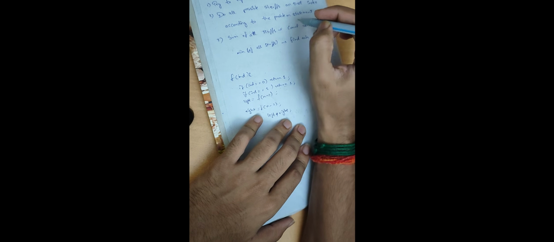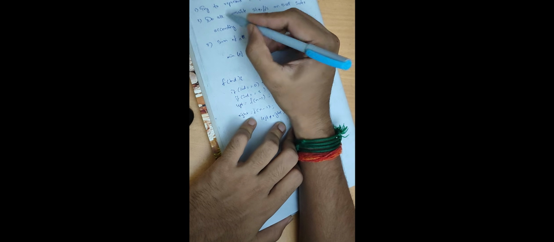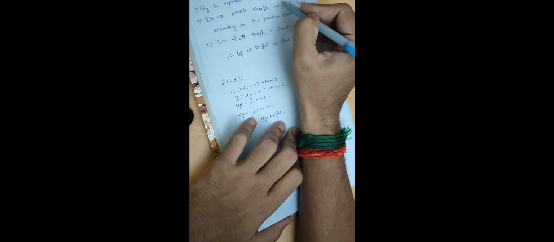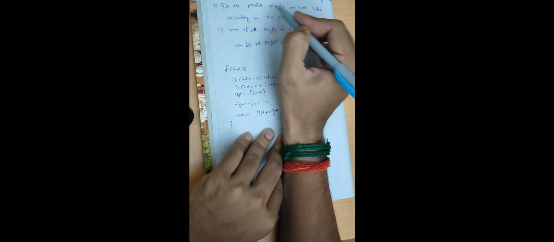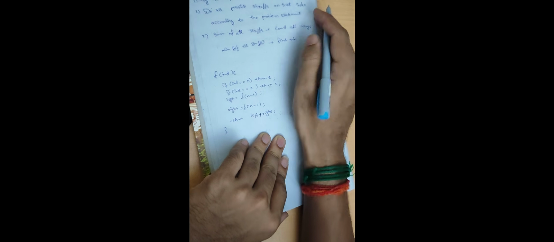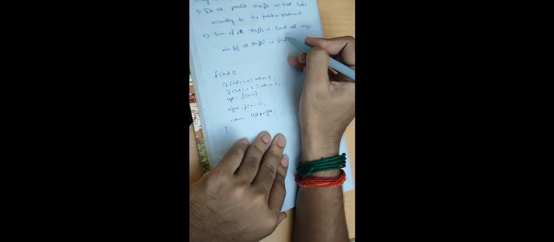Now I'm going to tell you the most important trick in this DP series. This is a shortcut trick that we use in many DP problems. This has to be remembered. First, try to represent the problem in terms of index, and then do all possible stuff on the index according to the problem statement. Next, take the sum of all the stuff, or find the minimum or the maximum. It depends on what the question requires.